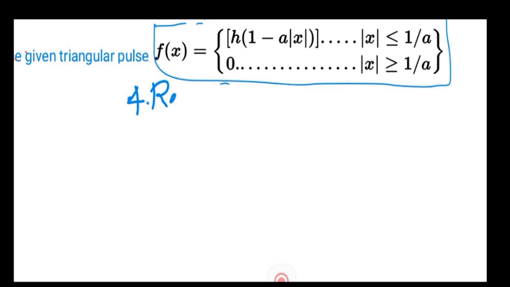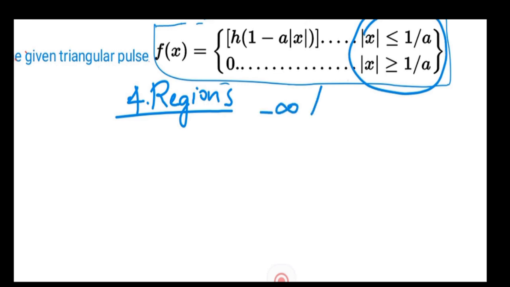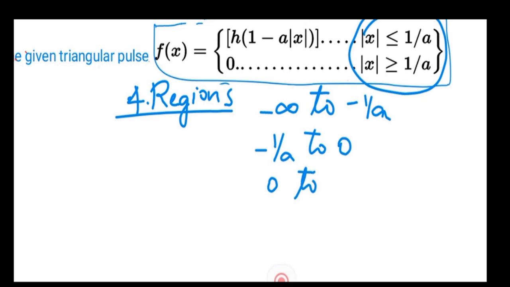First, let's break the function into regions based on x. We can define this in 4 different regions. First, from minus infinity to minus 1 over a, then from minus 1 over a to 0, then 0 to positive 1 over a, and finally from 1 over a to infinity.